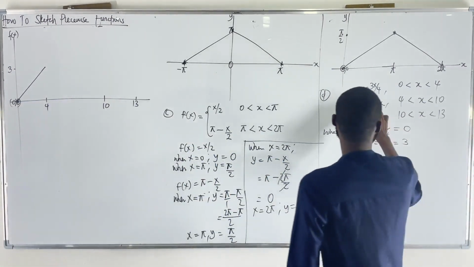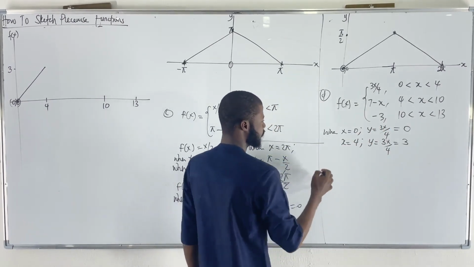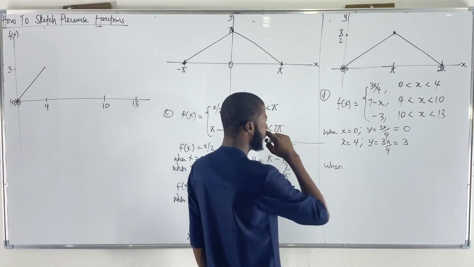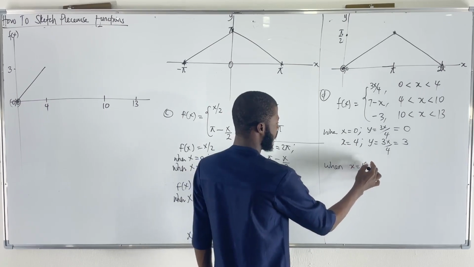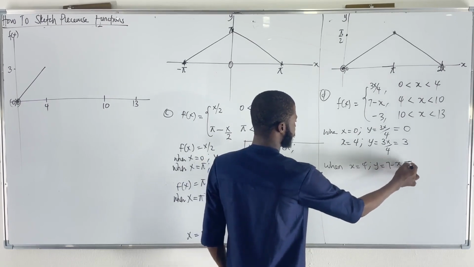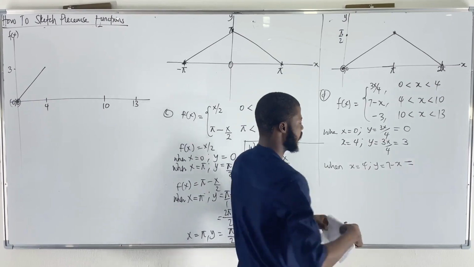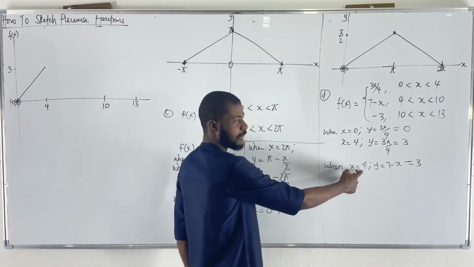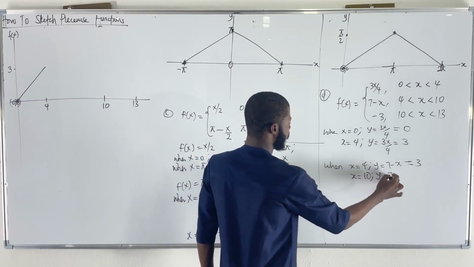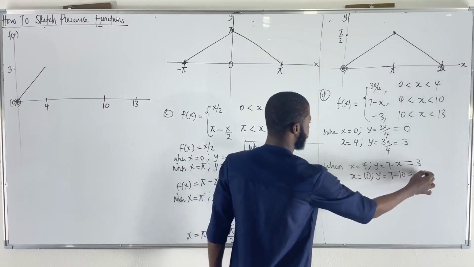Now the next one is 7 minus x. For 7 minus x, when s is equal to 4, we know that our y is 7 minus x. So if s is 4, what is 7 minus 4? 7 minus 4 is 3. So we've been able to get that point. The next one is when s is 10, y will become 7 minus 10, because it's 7 minus x, right? So 7 minus 10 will give us minus 3.